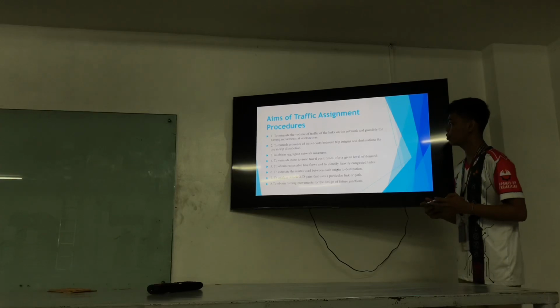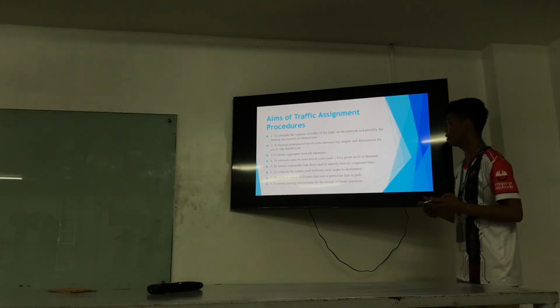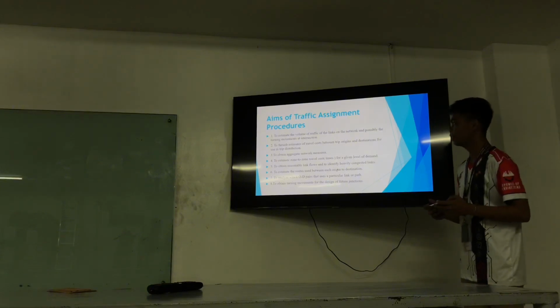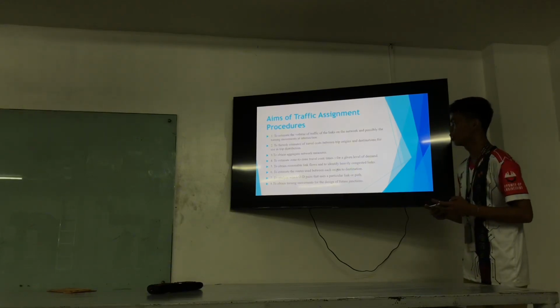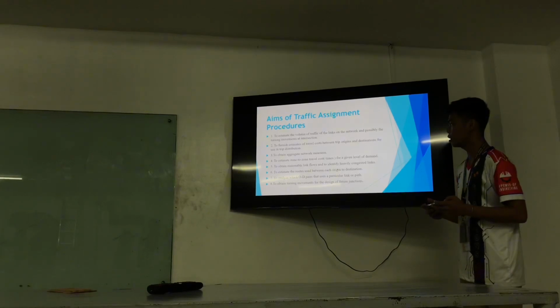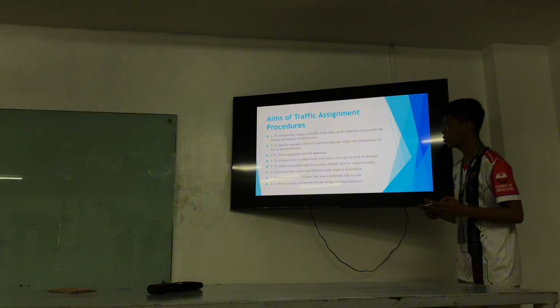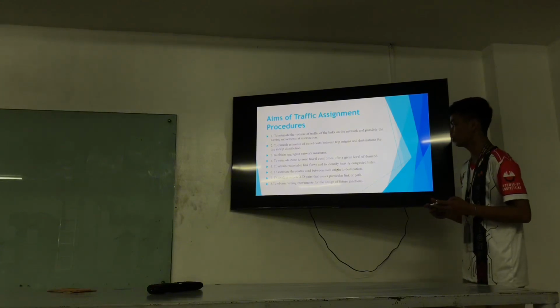To estimate zone-to-zone travel costs for a given level of demand. To obtain reasonable link flows and to identify heavily congested links. To estimate the routes used between each origin and destination. To analyze each O-to-D pair that uses a particular link or path. And lastly, to obtain turning movements for the design of future junctions.